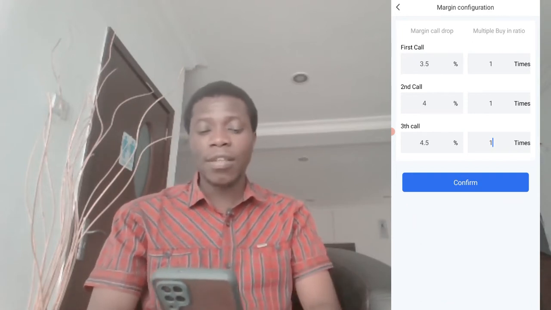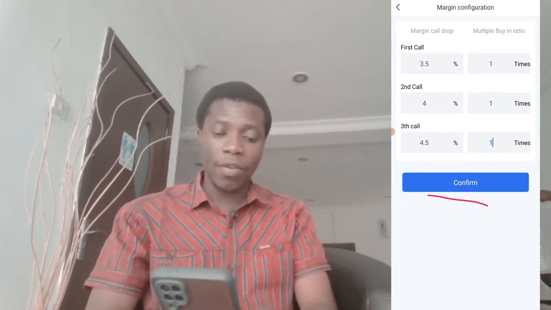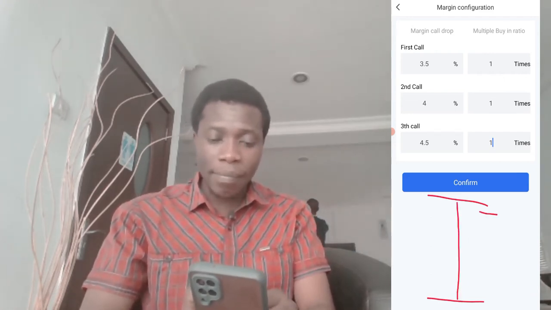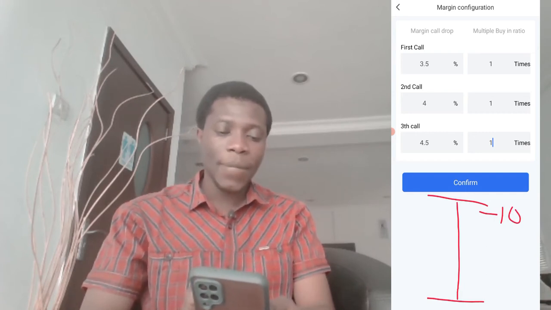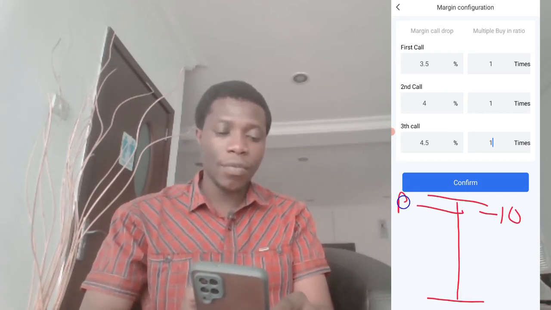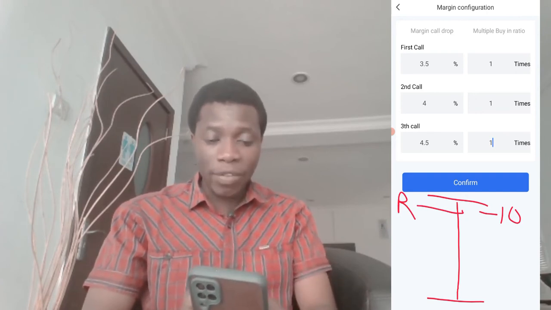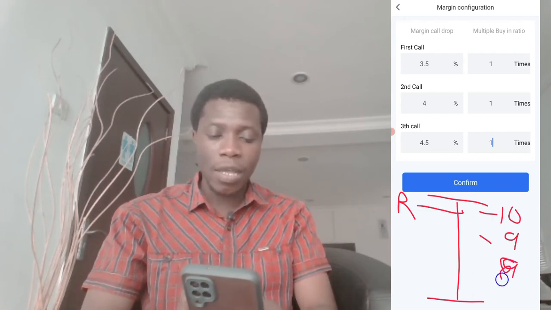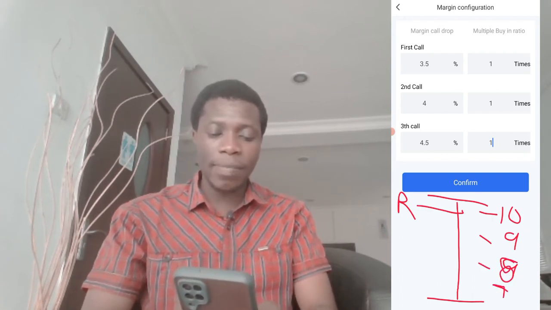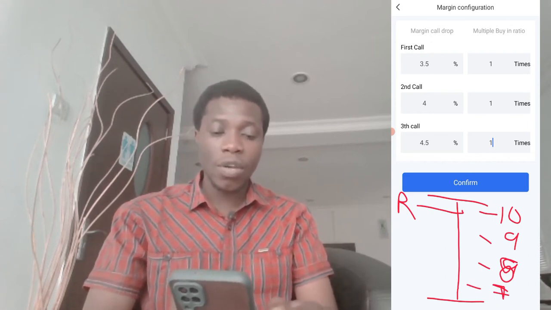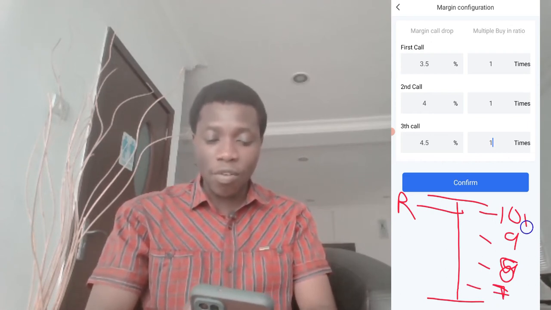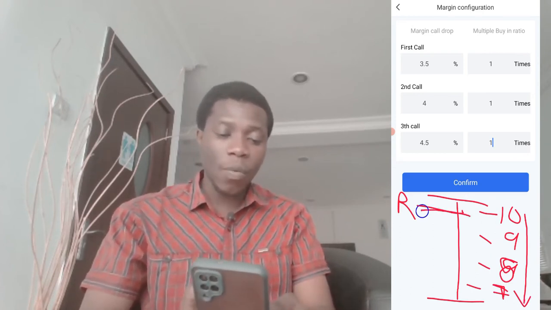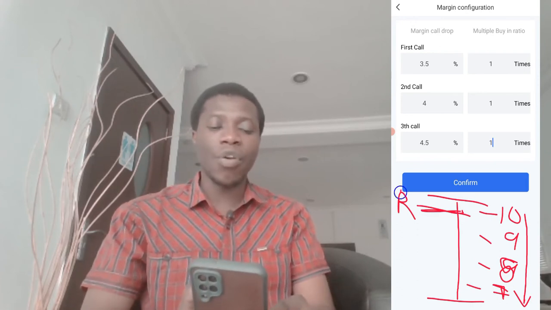All right, so let me do that. You understand? Now, let me do that again so that you can understand what I'm trying to push here. You are buying at minus 10. Recovery. Your minus 10 is not going to stay there forever. It's going to come down to minus 9, minus 8, minus 7 till it gets to plus. As long as this thing is coming down, you will make profit because you bought when it was minus 10. That's recovery.